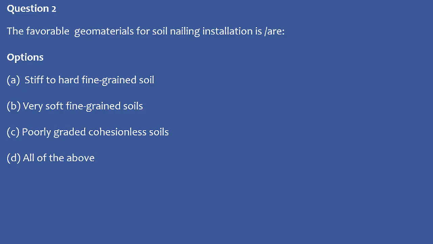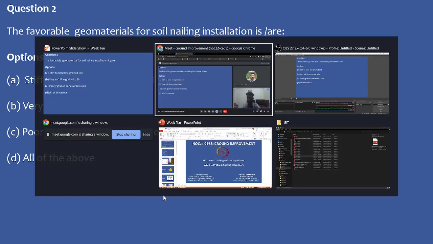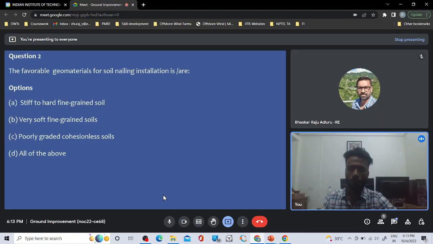Let's proceed to our second question. This is about the type of soil in which we go for nails. The favorable geomaterial for soil nailing installation is: A. Stiff to hard fine grained soil. B. Very soft fine grained soils. C. Poorly graded cohesionless soil. And D. All of the above. Let's wait for one or two minutes and then I'll show you the answer.